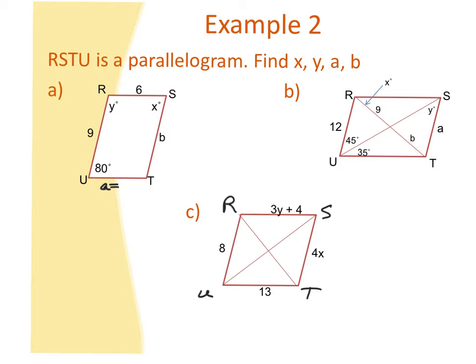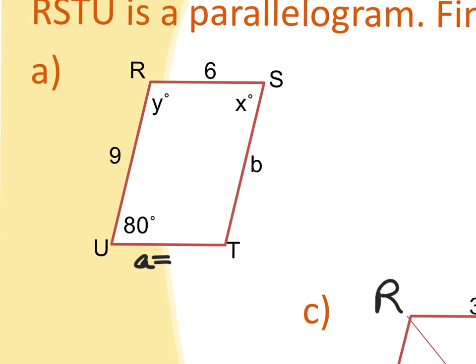So the first one's pretty easy because there's really no expressions to solve for. I'm going to use the theorems I just learned. I know that opposite sides are congruent. So if this side is 9, then little b is 9. Same thing here. If this side is 6, then the side across from it, or opposite, is also 6. And same thing with the opposite angles. So if this angle is 80, then angle X is also 80.